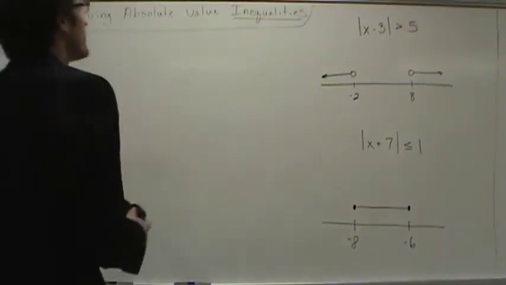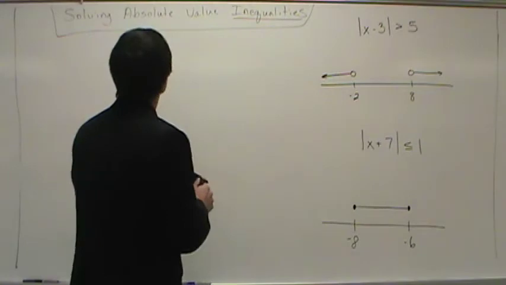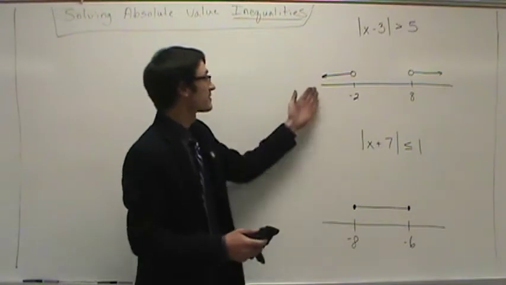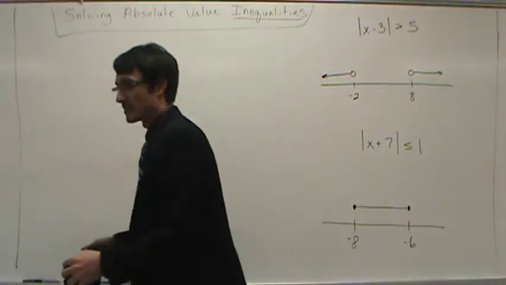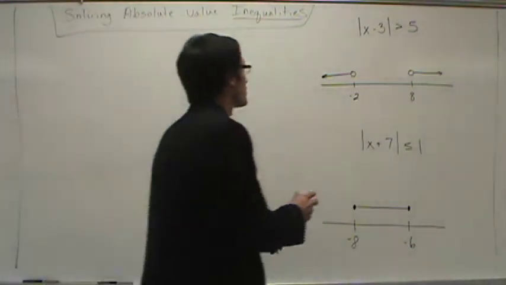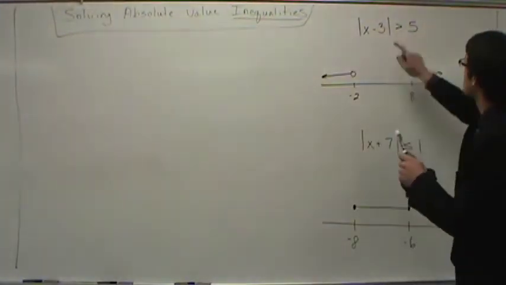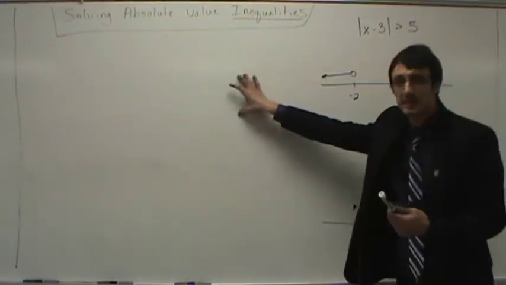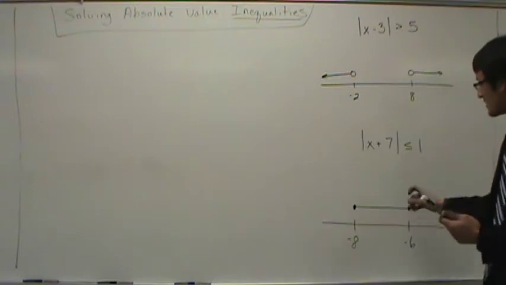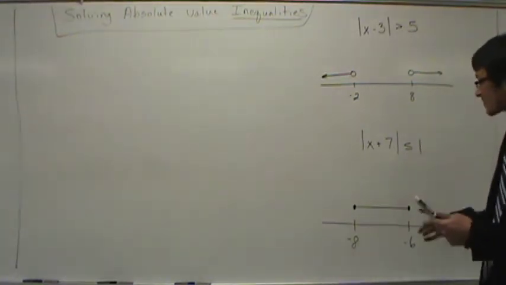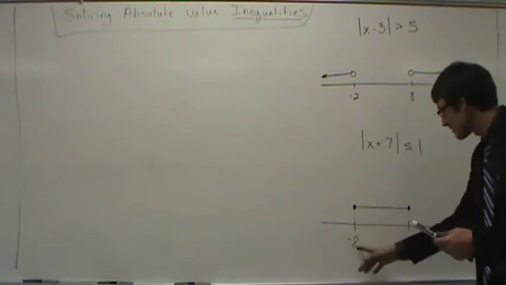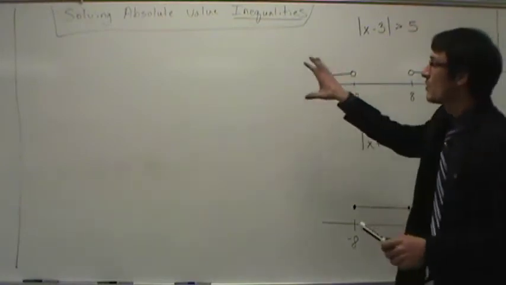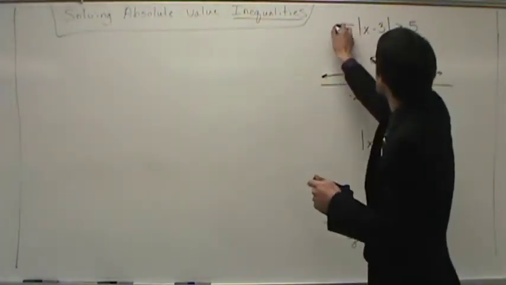All right, welcome back. Yesterday we talked about solving absolute value inequalities, and we looked at these two problems. We saw that the solution to this, again, was an OR statement. The solutions were the numbers bigger than 8 or the numbers that were smaller than -2. And on this question, this was an AND statement. Our solution was the numbers between -8 and -6. Now, before we go to what all this means, let's just recap a little bit.